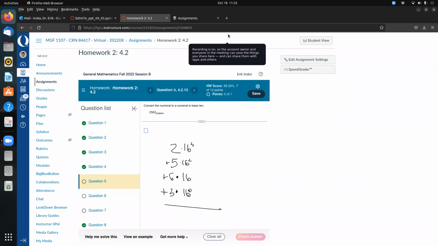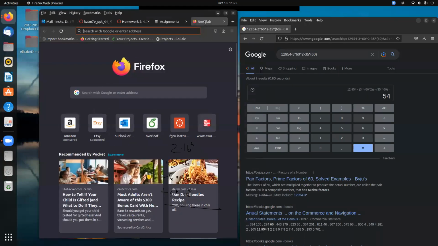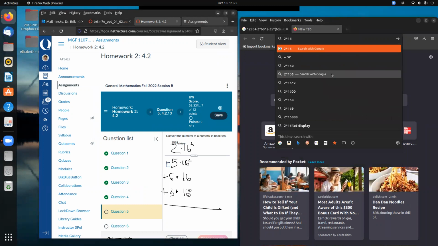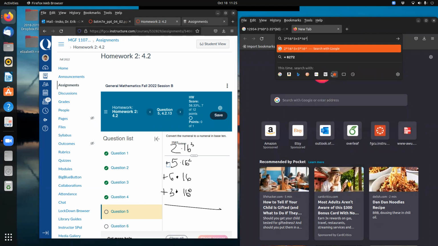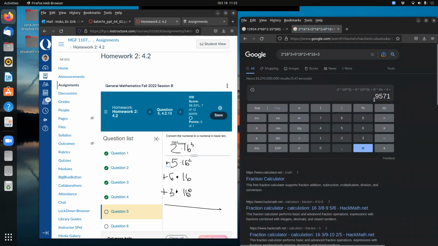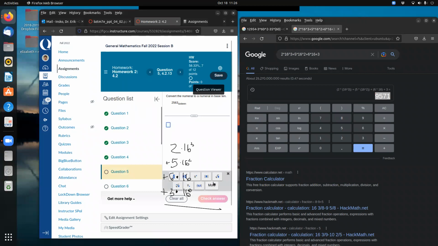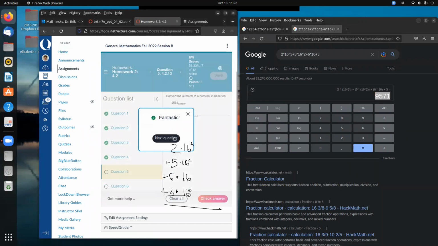And rather than work that out by hand, what I then do is just plug it into a calculator, or, you know, Google has a built-in calculator. So I will just plug that into Google. I'll say 2 times 16 cubed plus 5 times 16 squared plus 6 times 16 plus 3. So if you don't have a calculator handy, you can just type that into Google, and you should get 9571. Sorry, plug that in, see, that's right. Okay, good.